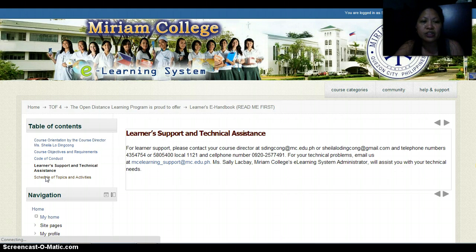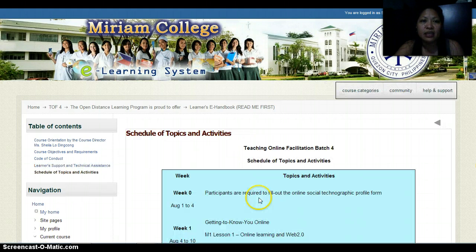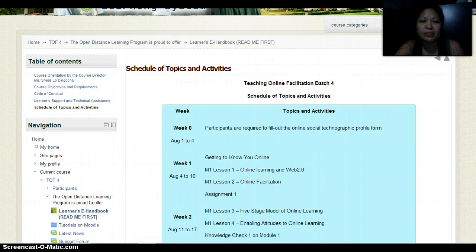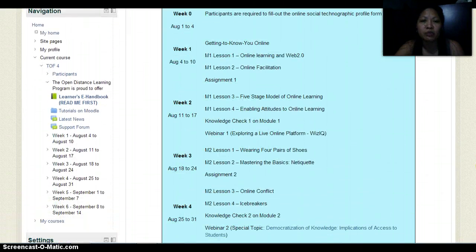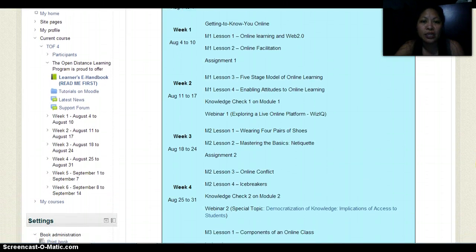And here we have the schedule of topics and activities. You will see here the different topics that we will be discussing, beginning with Module 1 this week on online learning and Web 2.0, as well as online facilitation. At the end of this week, I will be giving you your first assignment, which will be due the following Saturday.